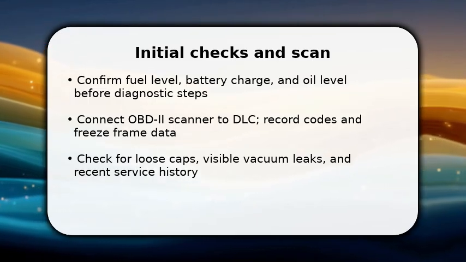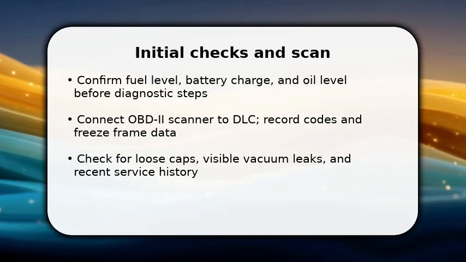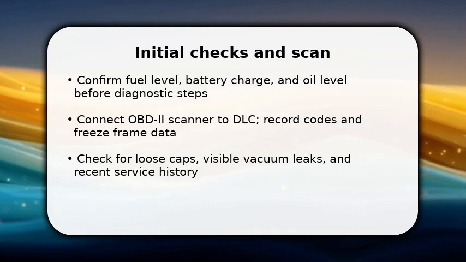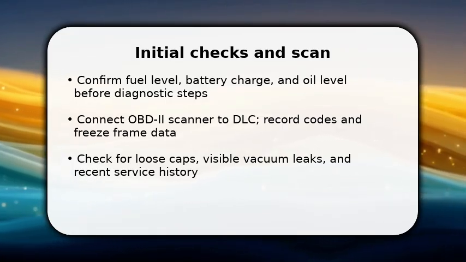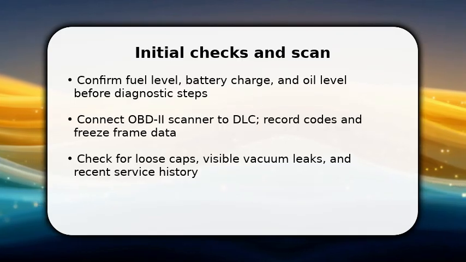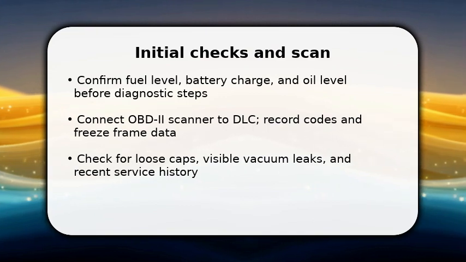Plug an OBD-II scanner into the DLC, read stored and pending codes, and note freeze frame data for RPM, temp, and load. Once you have the codes, look up probable systems affected and rule out simple causes like a loose gas cap or recent service changes. Make sure to save or photograph results for the next steps.